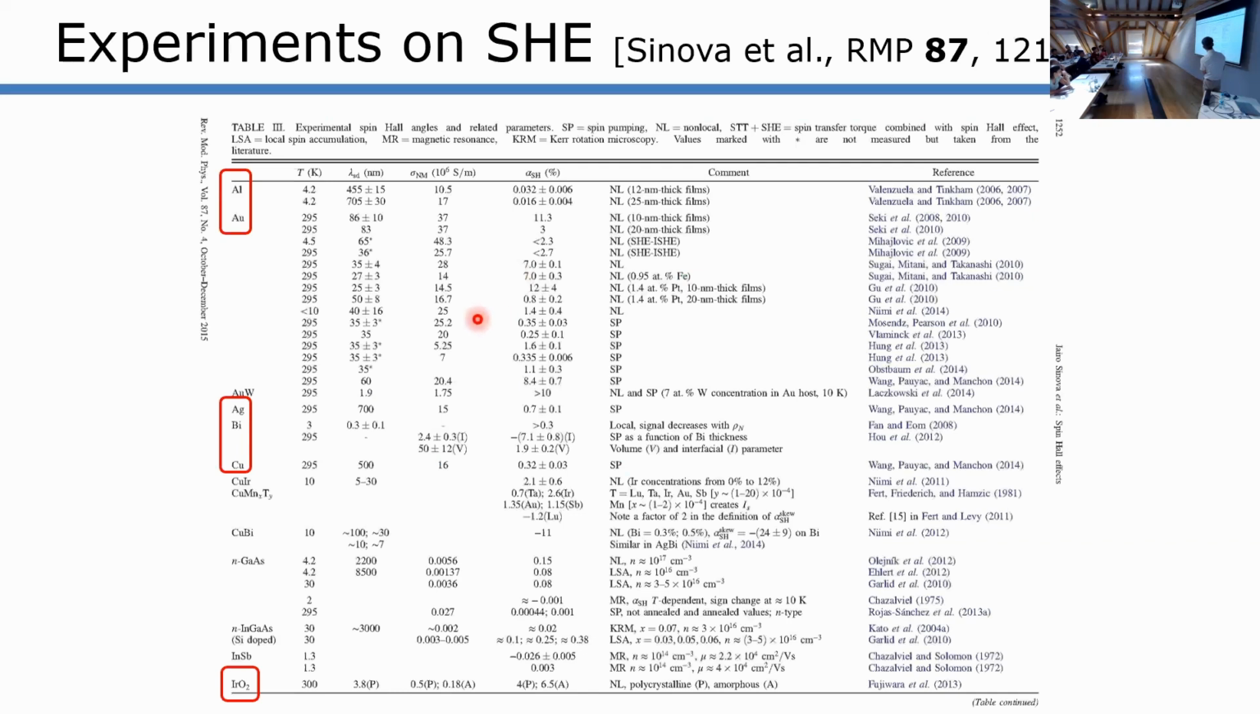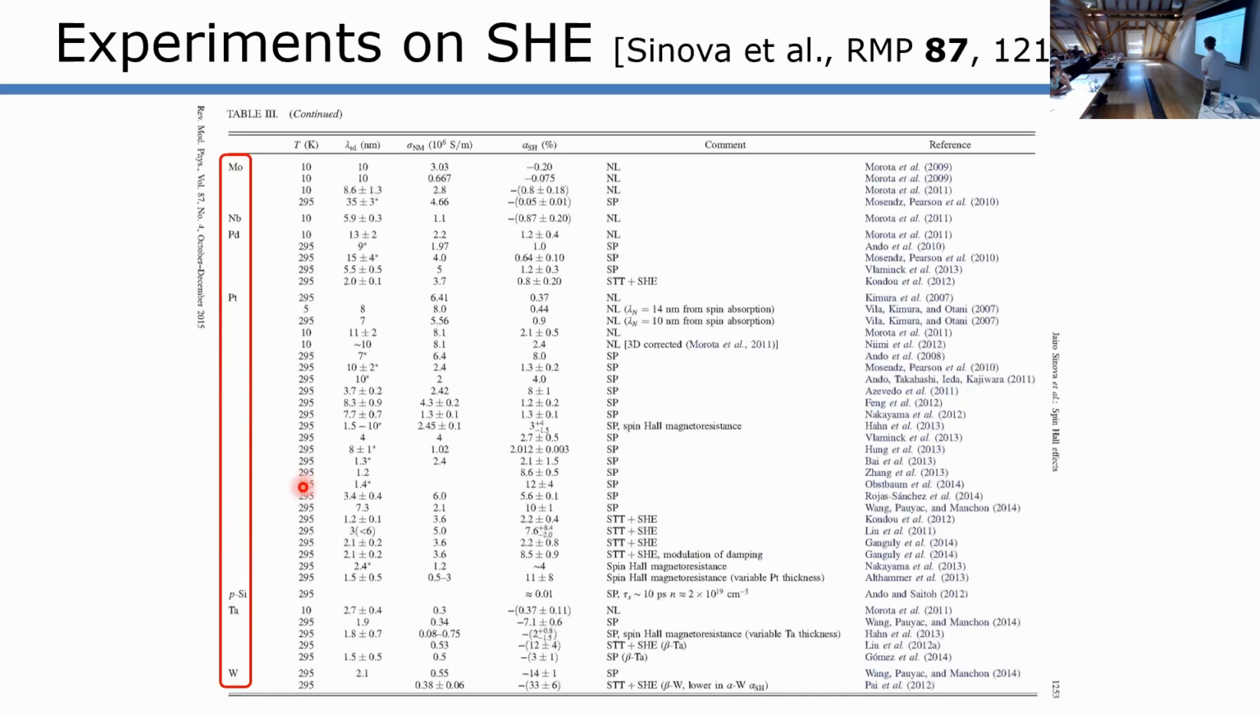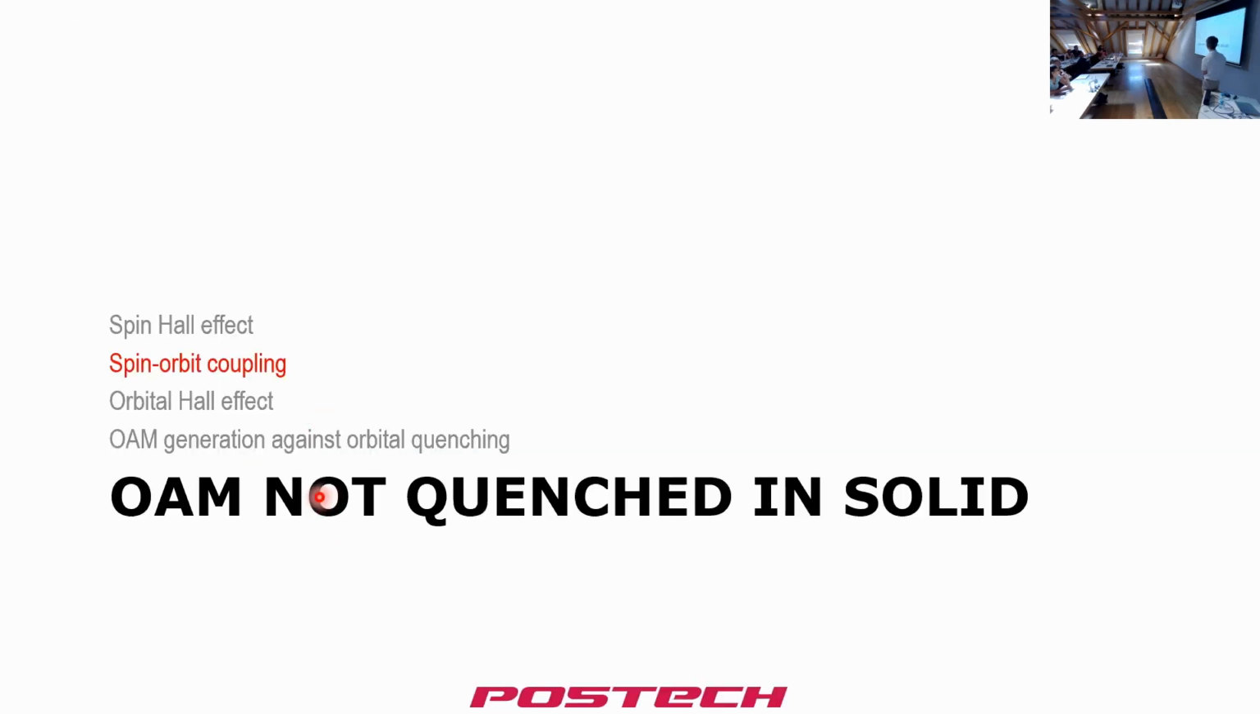But according to experimentalists, many materials that have been examined in the context of the spin Hall effect are centrosymmetric. Here, the red-colored materials are centrosymmetric. So probably we need to understand how a spin Hall effect can arise in centrosymmetric systems and what the roles of spin coupling are in those cases.